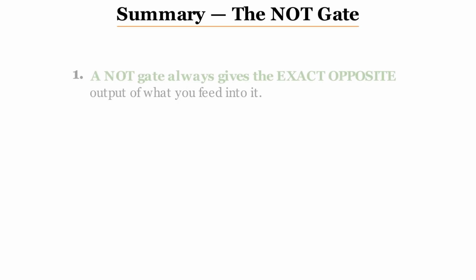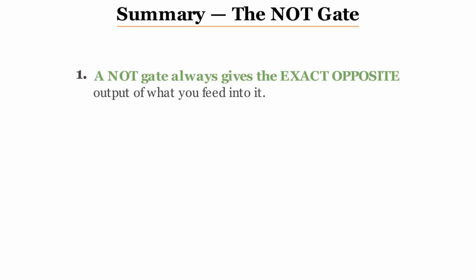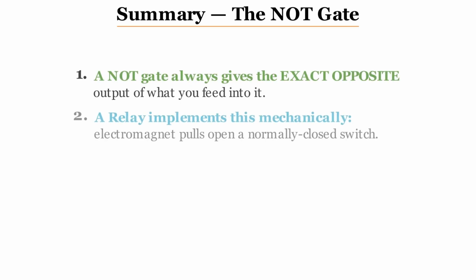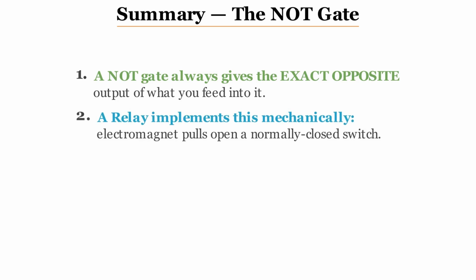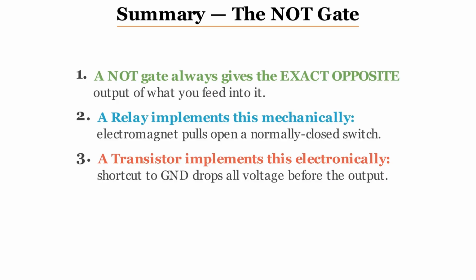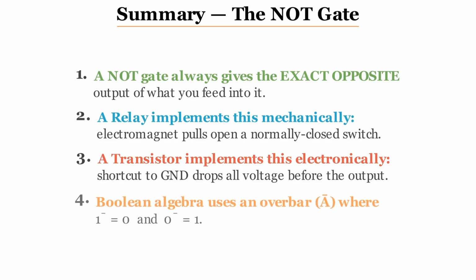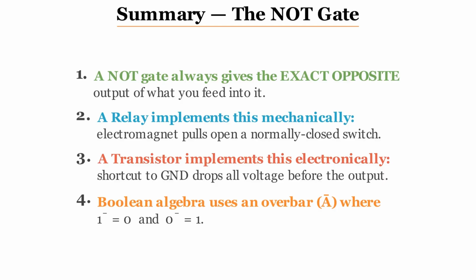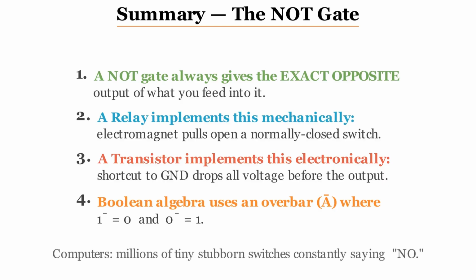Let's summarize what we've uncovered today. First, a NOT gate always gives the exact opposite output of what you feed into it. Second, a relay can implement this mechanically by using an electromagnet to pull open a normally closed switch. Third, a transistor can implement this electronically by creating a shortcut to ground, dropping the voltage before it reaches the output. And finally, Boolean algebra represents this mathematically using an overbar, where bar 1 equals 0 and bar 0 equals 1.